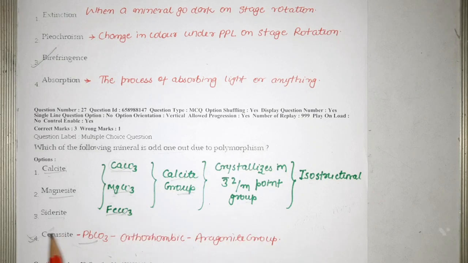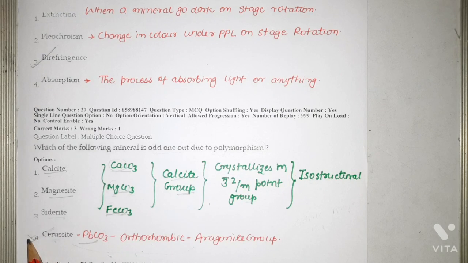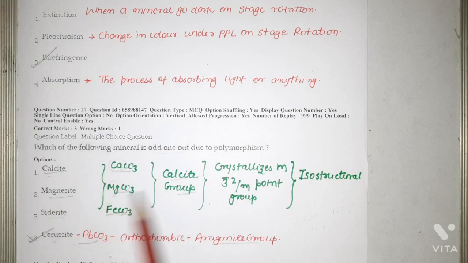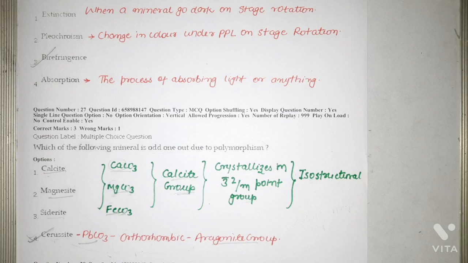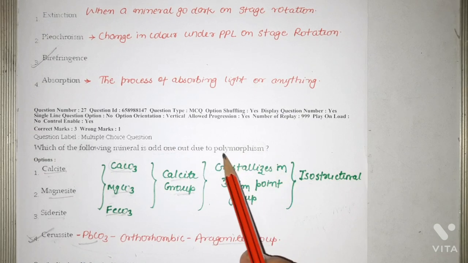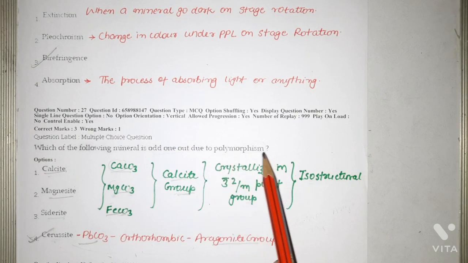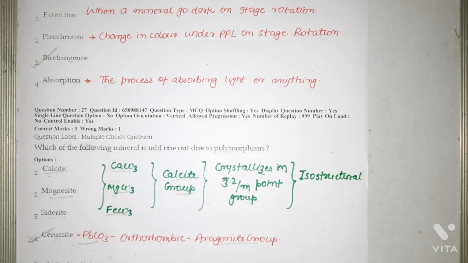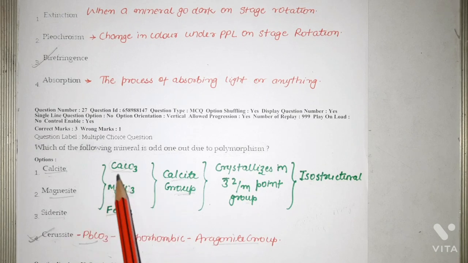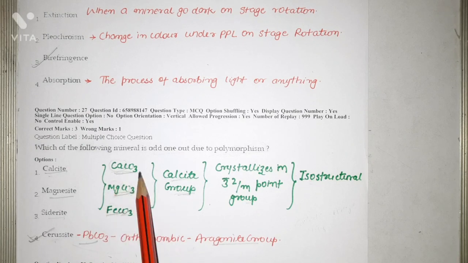Or you can say we can choose our correct answer, cerussite, because cerussite belongs to the aragonite group of minerals, while calcite, magnesite and siderite, these three belong to the calcite group of minerals. Now this polymorphism which is given in the question is quite confusing, because for polymorphism the chemical composition should be the same, and the crystal system should be different. But in all these four you will see that the chemical composition is different, that is CaCO3, MgCO3, FeCO3, PbCO3.